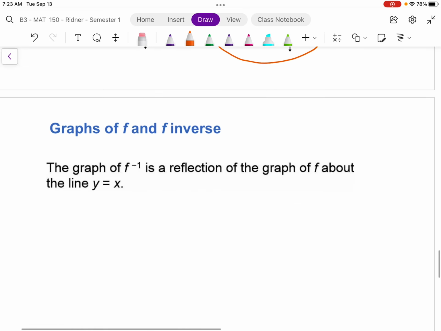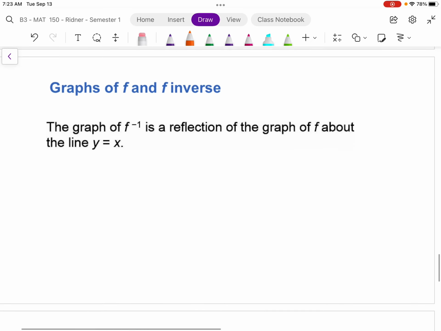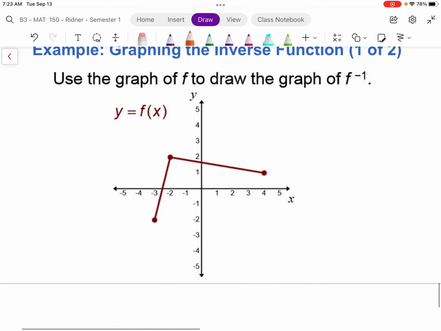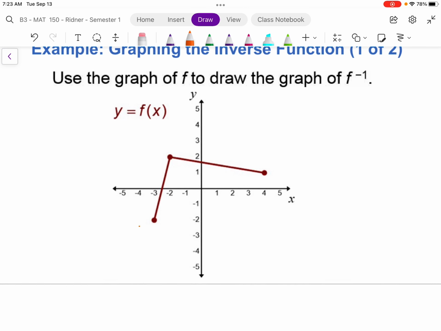Okay. And then this part's pretty easy, the graphs. The graph of the inverse, remember that word means inverse, is a reflection of the graph about y equals x. So all that means is we switch x and y values. So here's our example. Right here, this is the point -3, -2. This is -2, 2. And this is 4, 1.